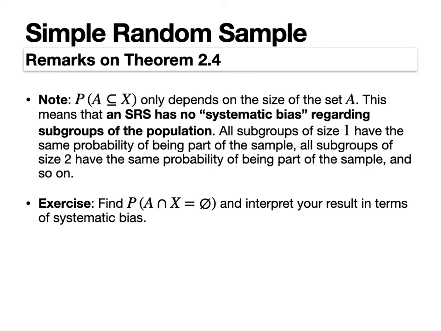As an exercise, you can think about this probability. Again, A and X mean the same thing they did in our previous theorem. So X is a simple random sample from a population of size capital N. A is some fixed set in that population. What's the probability that A and X are disjoint? So think about that, and once we have a little more classroom discussion, I bet you can find the probability of that event, and then think about what that means in terms of the systematic bias or lack thereof of a simple random sample. Okay, so I think that'll be enough for right now.